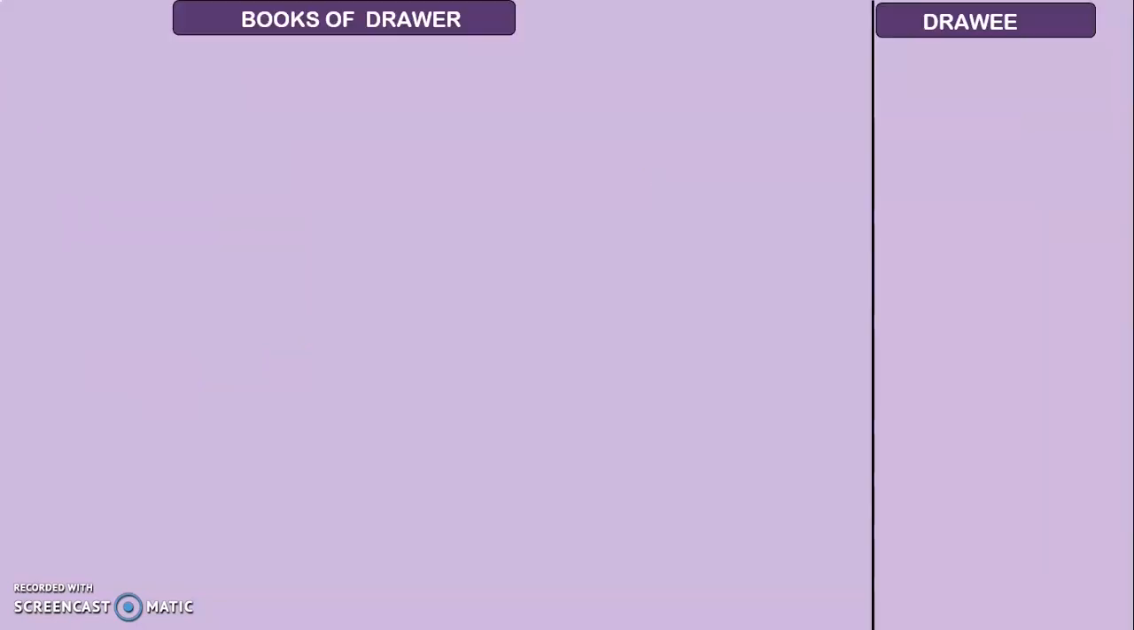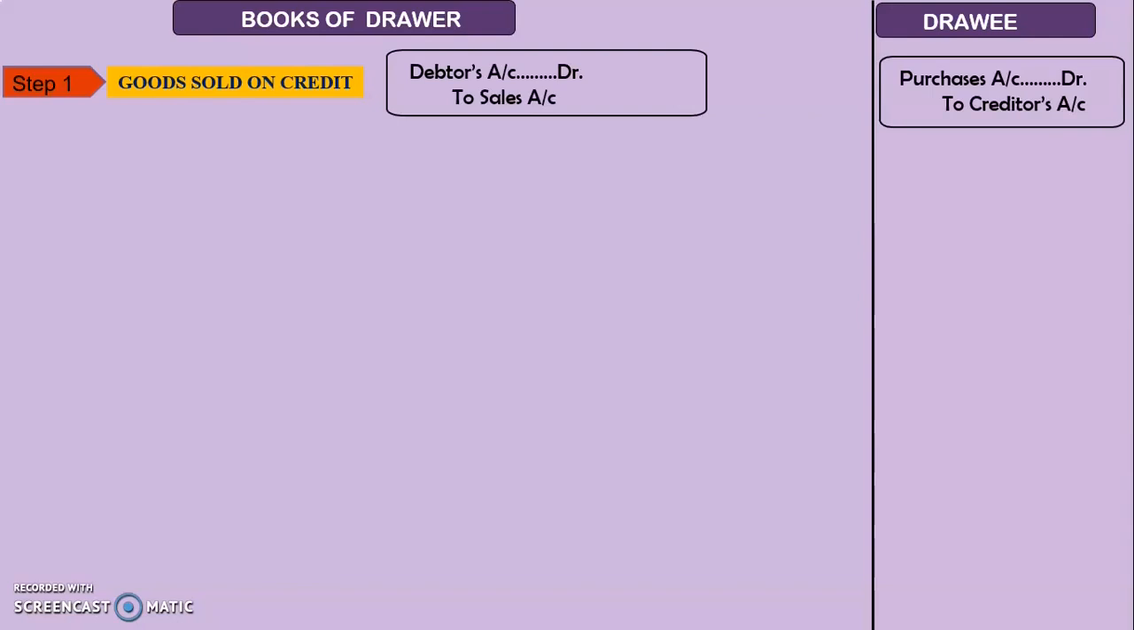Now we'll see journal entries for all these transactions. So we have to pass journal entries in the books of drawer and in the books of drawee. Drawer is the seller, the creditor, and drawee is the debtor, buyer. So the entries when the goods are sold on credit. In the books of drawer, we pass the entry as debtor's account debit to sales account, and in the books of drawee, the entry is purchases account debit to creditor's account.